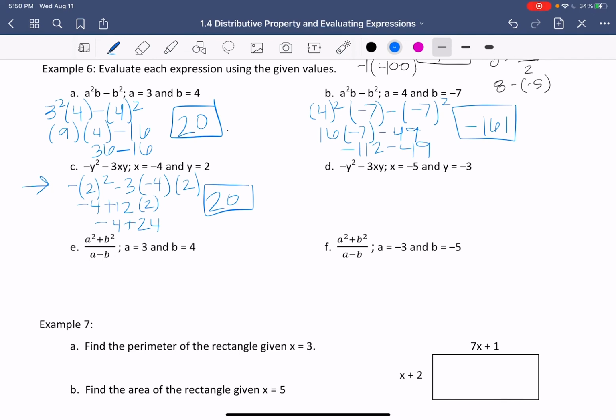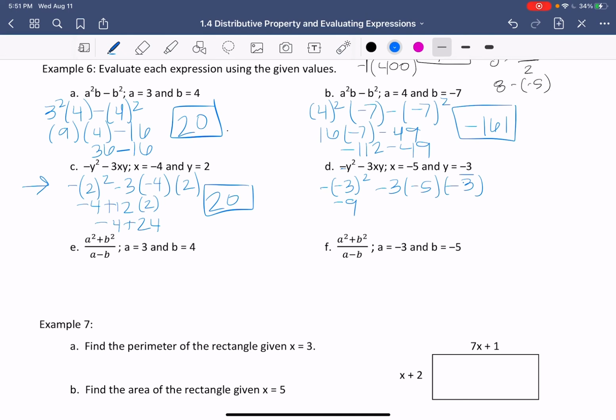Once again, same expression, negative y squared minus 3xy, where x equals negative 5 and y equals negative 3. So this time we'll have negative 3 squared. See how that negative makes a difference? Because it is already there, but then also our y is negative. Minus 3 times negative 5 times negative 3. So let's start with that negative 3 squared. Once again, negative 3 times negative 3 is going to be 9, but we got to bring that negative down on the outside. So negative 9.